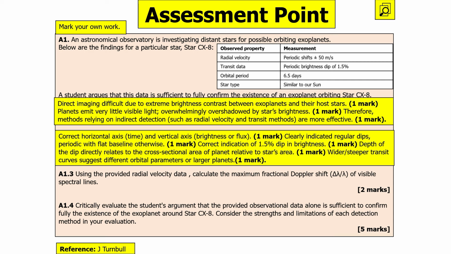Now, the correct horizontal axis should be time and the correct vertical axis should be brightness. Clearly indicate regular dips with periodic flat baselines otherwise. A correct indication of the 1.5% dip in the brightness.